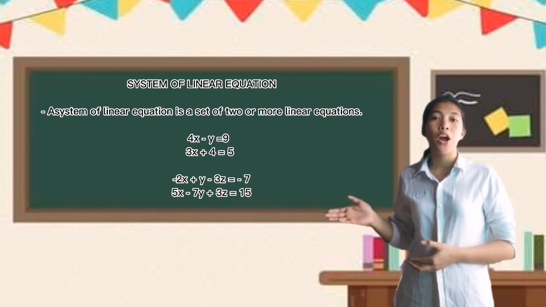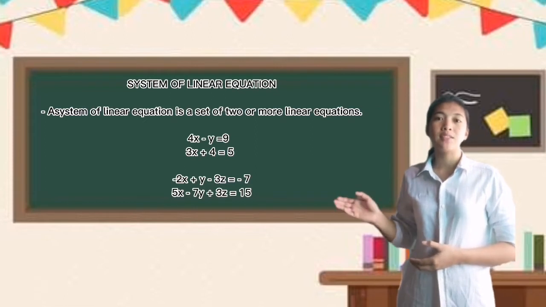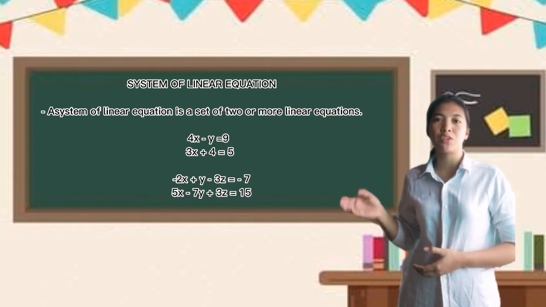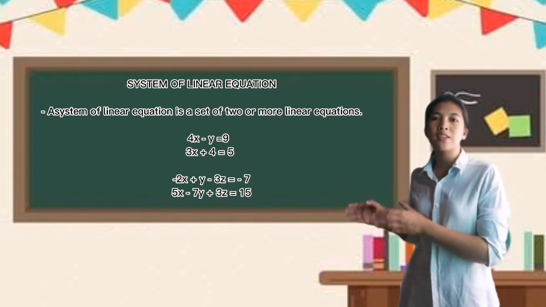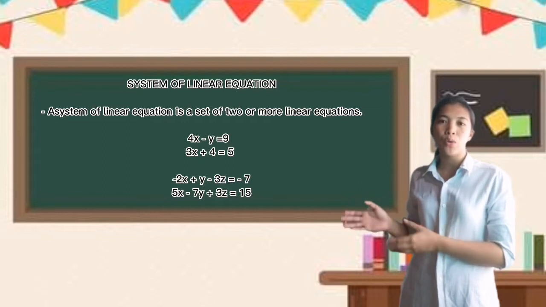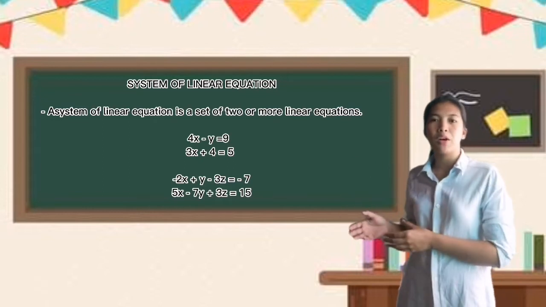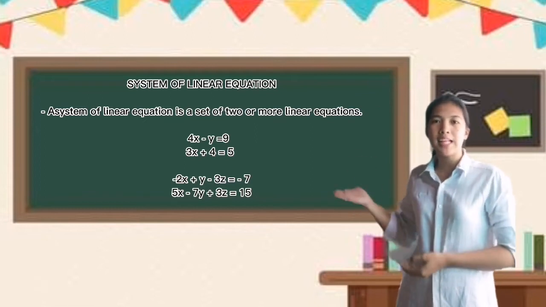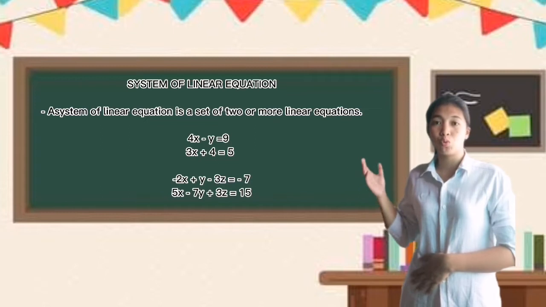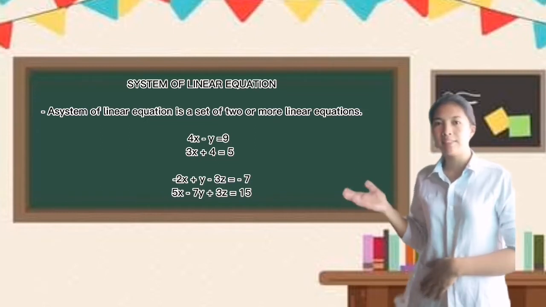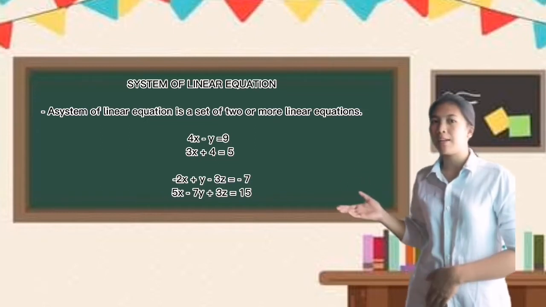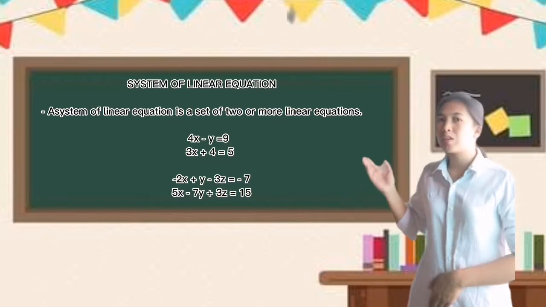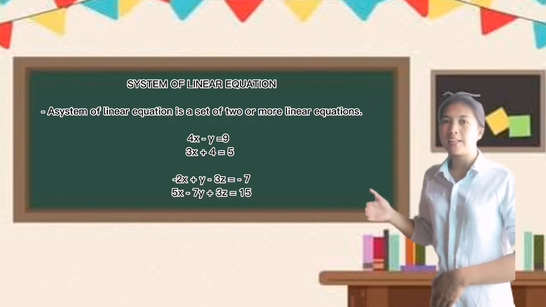We have here 4x minus y is equal to 9. And the other equation is 3x plus 4y is equal to 5. So this example has two linear equations. And the other example has more linear equations, just like this. Negative 2x plus y minus 3z is equal to negative 7. Then 5x minus 2y plus 3z is equal to 15.